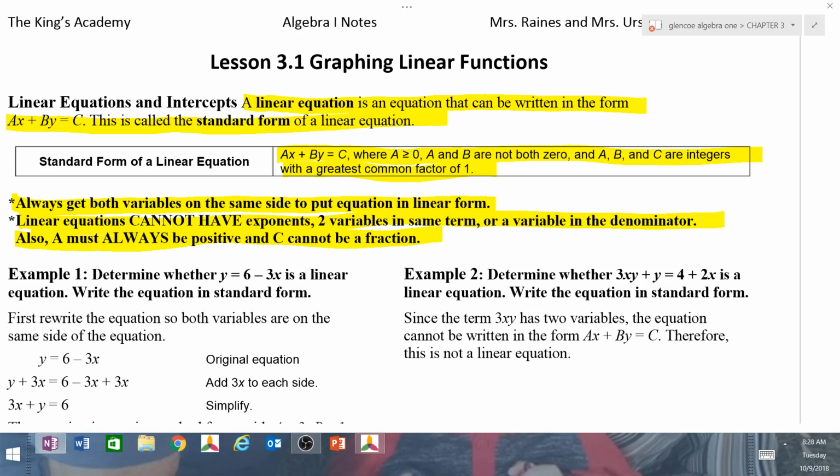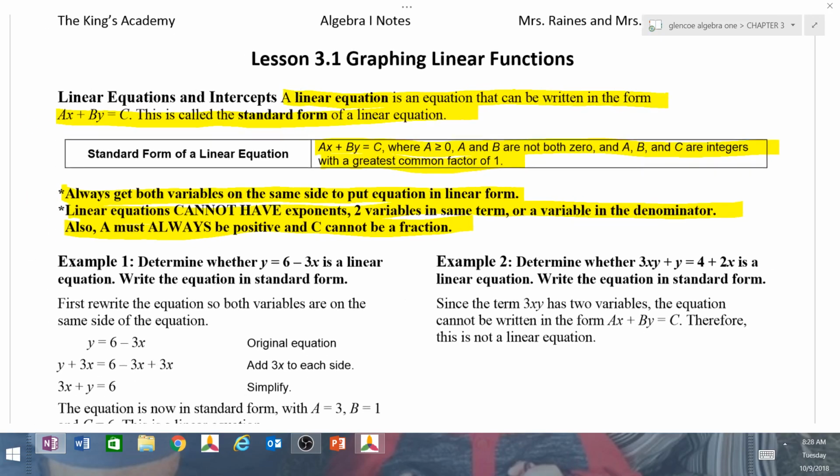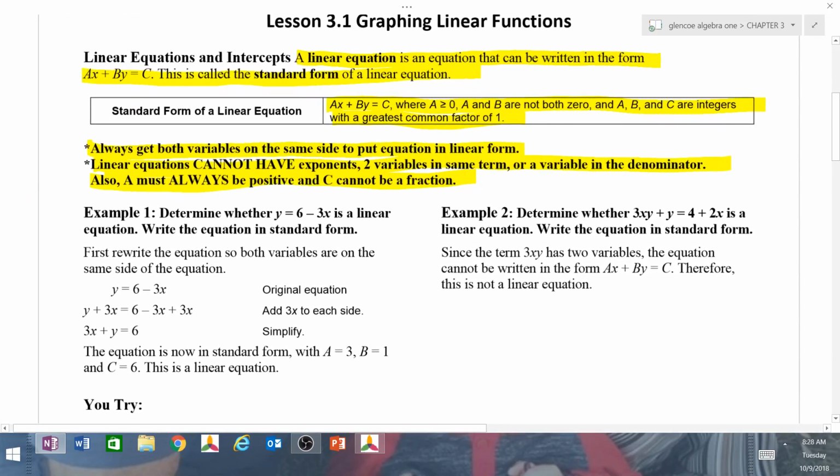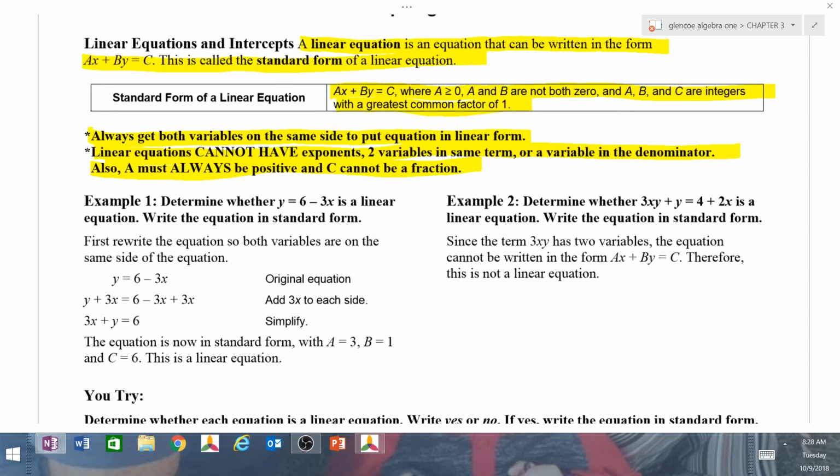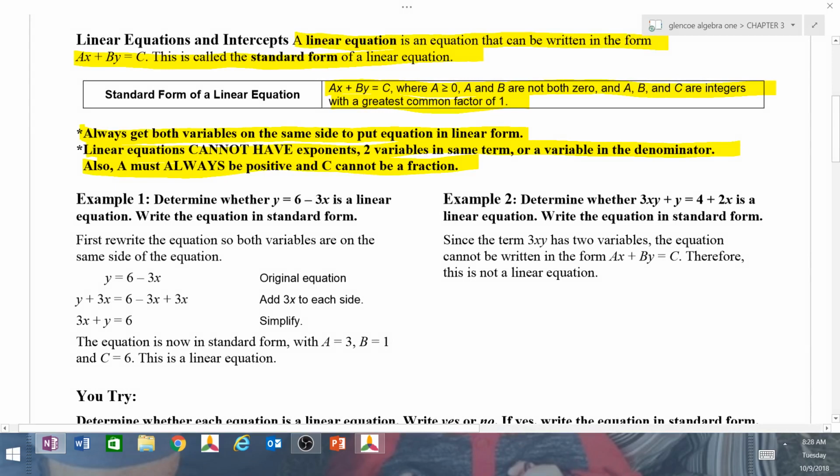Is that clear? Good. A linear equation is an equation that can be written in standard form. It can be written in the form of ax plus by equals c. So as you can see, I've highlighted a few things. Why? Because they're extremely important. So to get an equation in standard form, always get both variables on the same side. So x and y have to be on the same side.